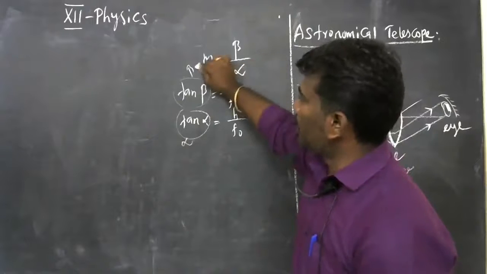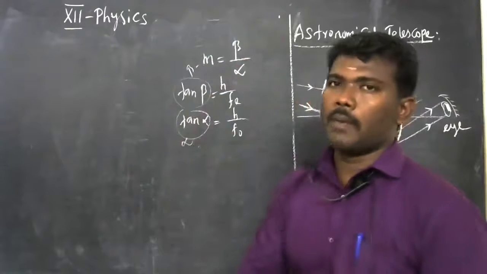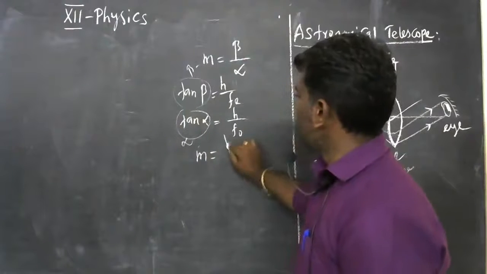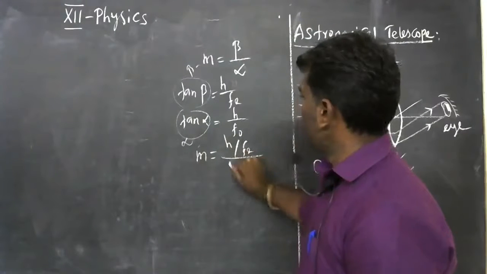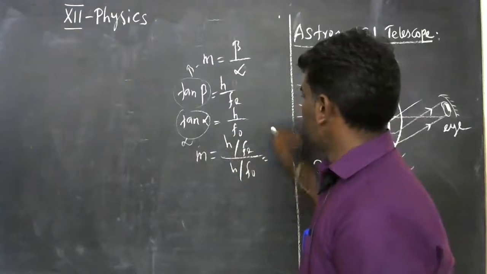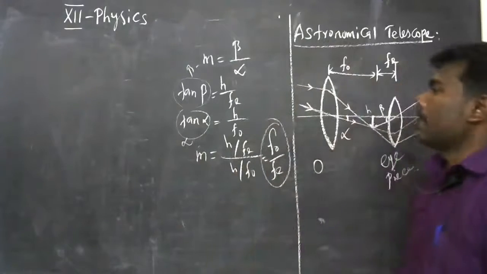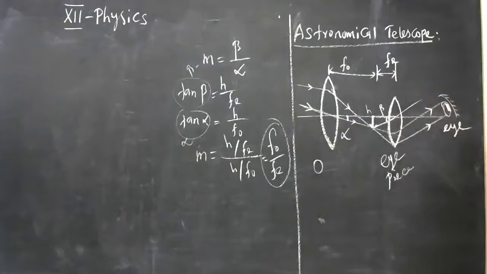So now we know the value of alpha and beta. We will substitute beta and alpha into the formula of magnification. M is equal to beta, which is h by Fe, divided by alpha, which is h by f0. So the final equation for magnification of the astronomical telescope is f0 divided by Fe. Here f0 is the focal length of the objective, and Fe is the focal length of the eyepiece.